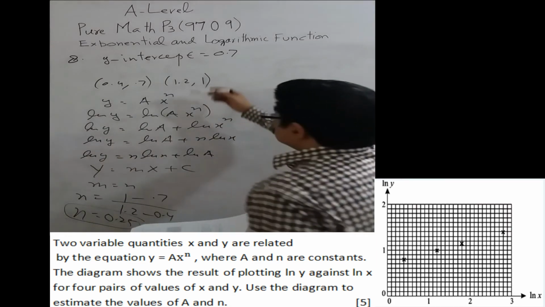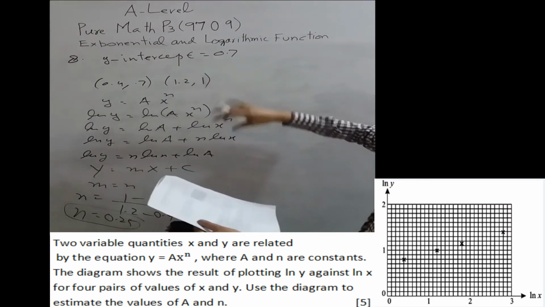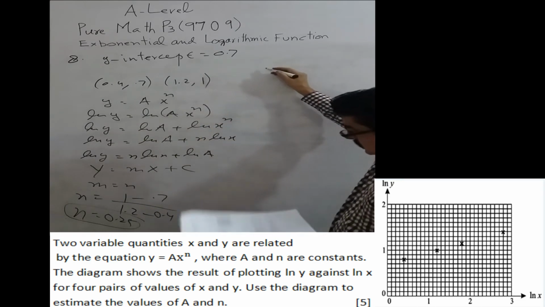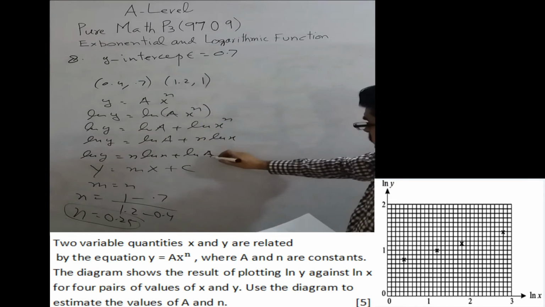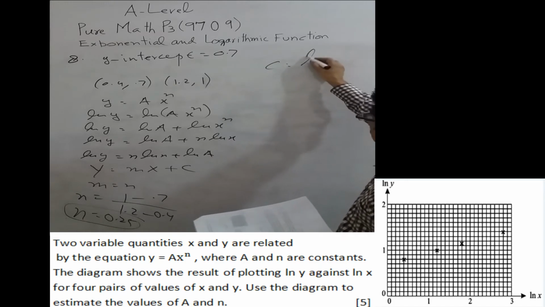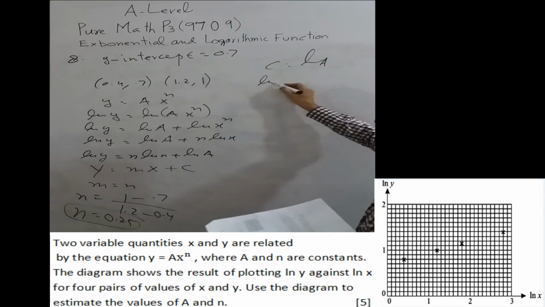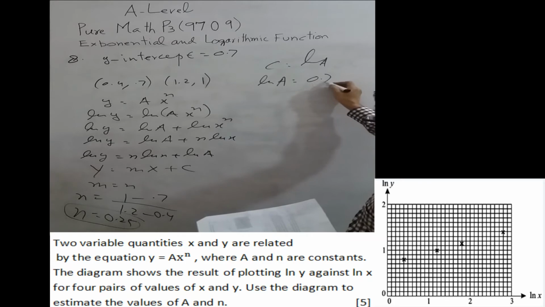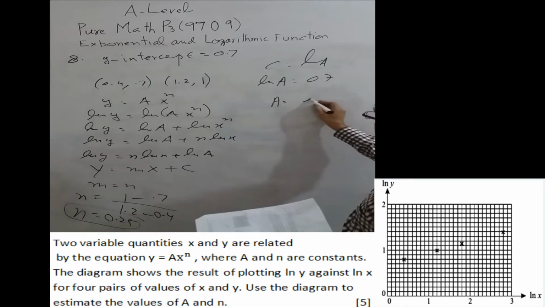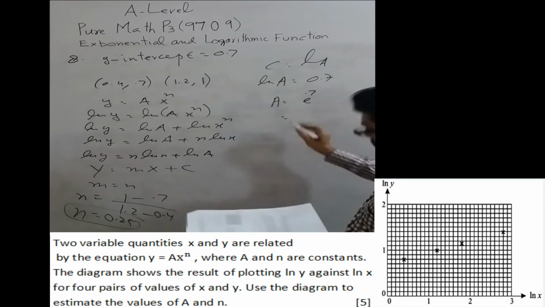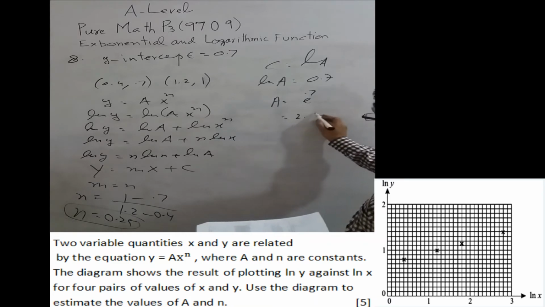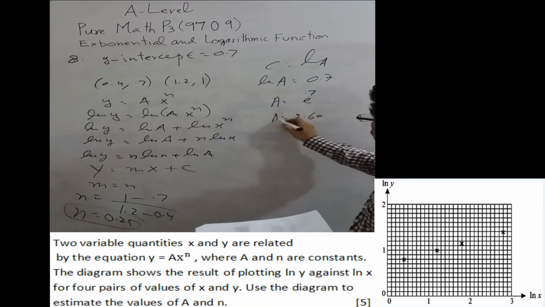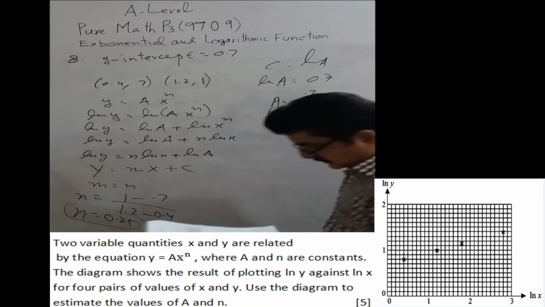Now, as I have told you, the y-intercept from the graph, using a ruler, you will find that it is 0.7. So it is ln a. Y-intercept is ln a. So ln a is 0.7 and this a is e raised to the power 0.7, and you will find it will be equal to 2.60 up to 3 significant figures.